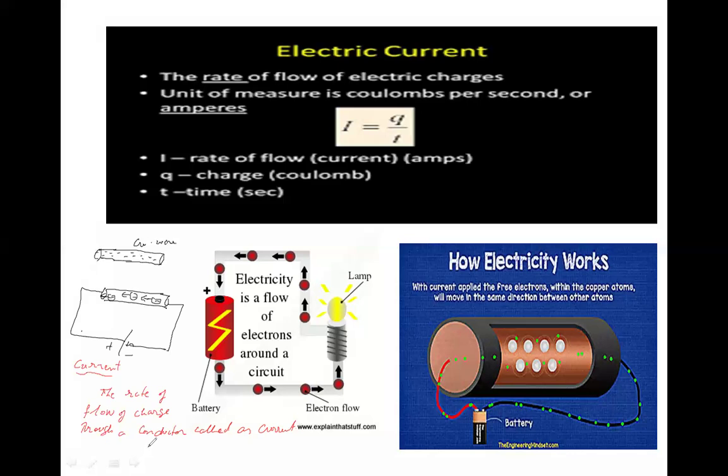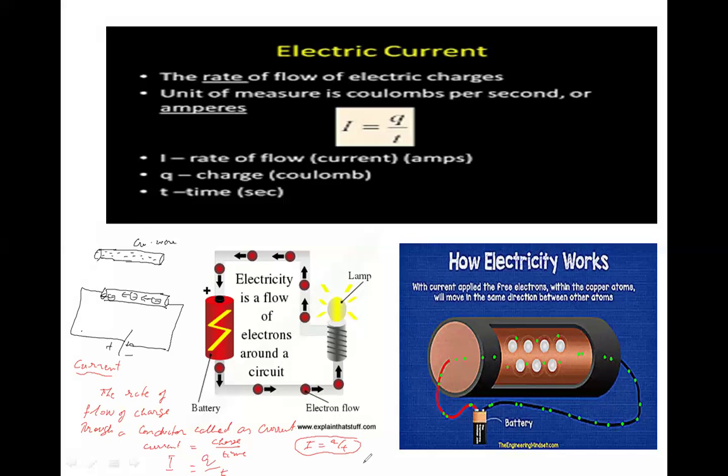Okay? Then what is the equation for electric current? Current equals charge over time. What is the symbol for current? That's always I, capital I. The symbol for charge is Q, and the symbol for time is T. Then I equals Q over T is the first equation for your numericals.